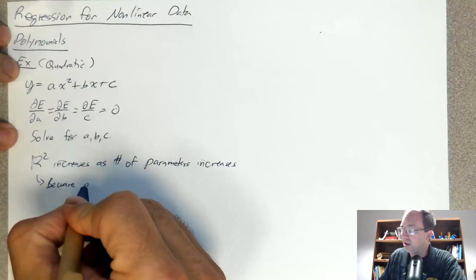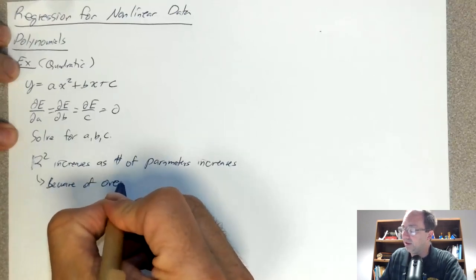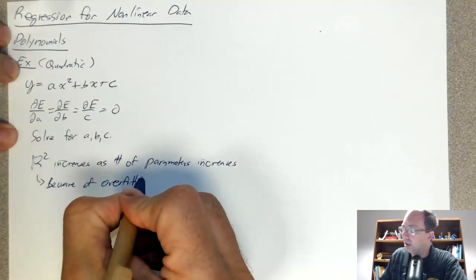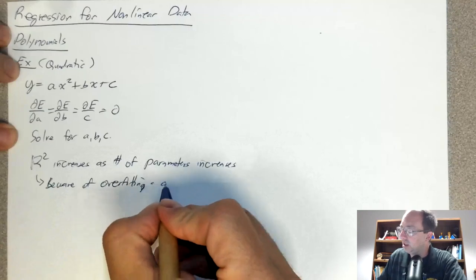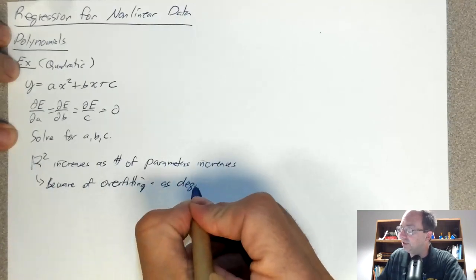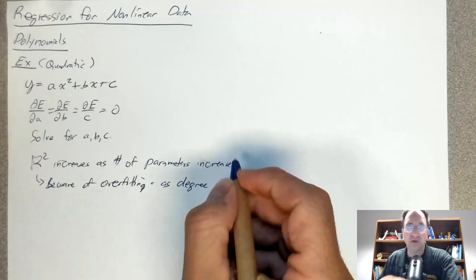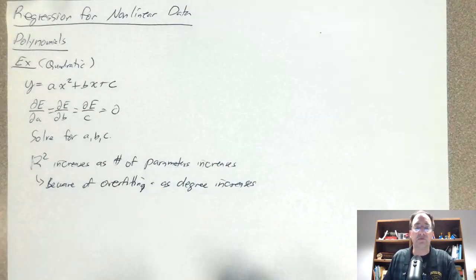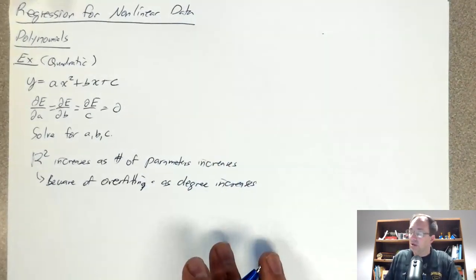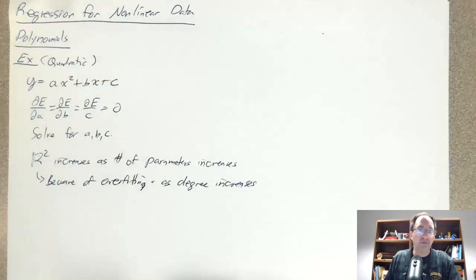So beware of overfitting as the degree increases. Because as your polynomial degree increases, so does your number of parameters, of course. So that's one thing to be aware of.